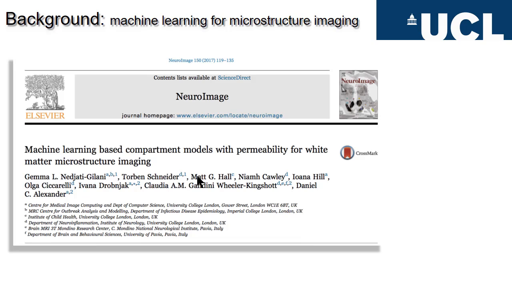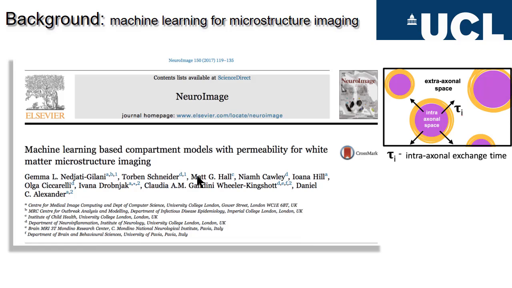So last year, our group showed that it is possible to use machine learning techniques to map otherwise intractable microstructure features, such as the axonal permeability, using a random forest-based computational model. The axonal permeability is directly related to the average time, tau I, that a water molecule spends inside the axons, which is also known as the intra-axonal exchange time. Since the intra-axonal exchange time is inherently difficult to measure in vivo, we need to use an alternative database with accessible ground truth labels to use for our supervised regression task.